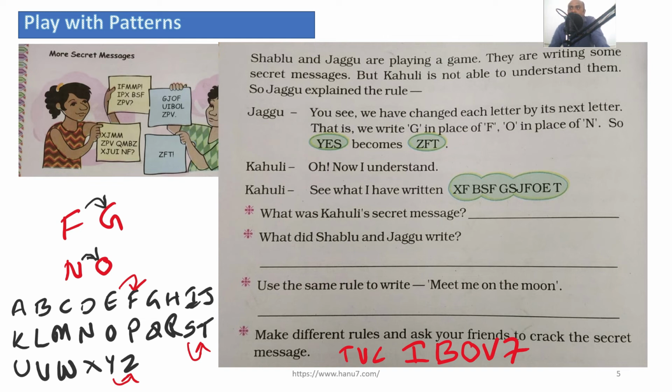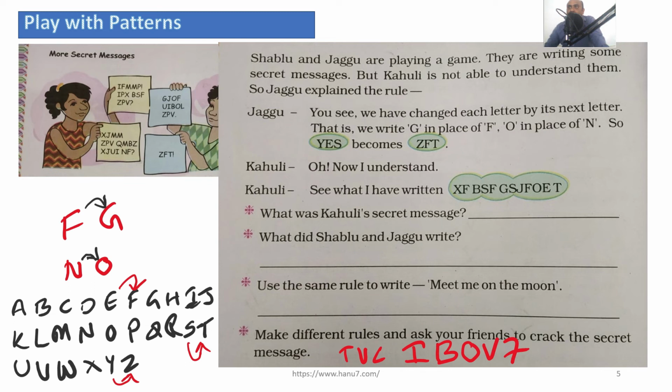ZFT, in the sense you have to look one letter before that. You have to always look one letter before. What is there before Z? It is Y. What is there before T? It is S. And what is there before F? It is E. So like that you have to look at the letters.